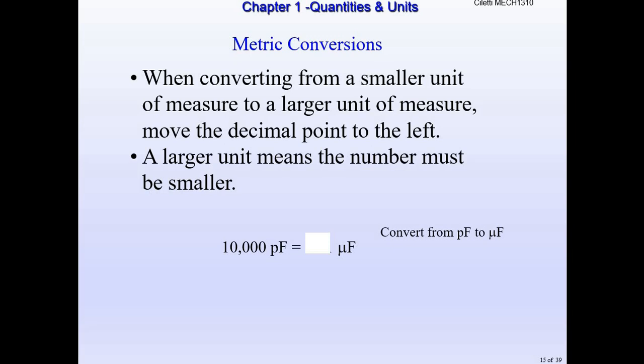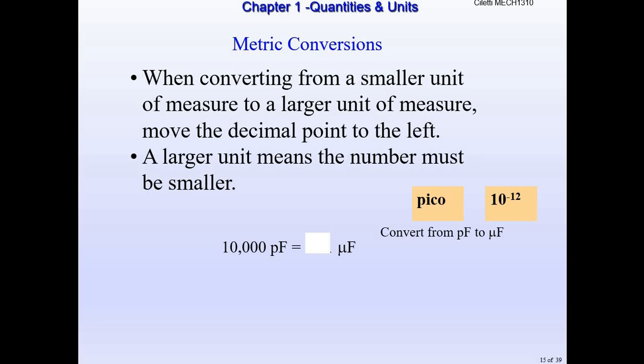So we have 10,000 picofarads, and we need to convert that to microfarads. First of all, when you do your homework problems and the quiz after the lecture, ask yourself, hey, what's pico? 10 to the what? Right? Pico's 10 to the minus 12th. Micro's what? 10 to the minus 6th. How far apart is 10 to the 12th and 10 to the 6th? 6 decimal places. So make sure that you understand how far you have to move them first.